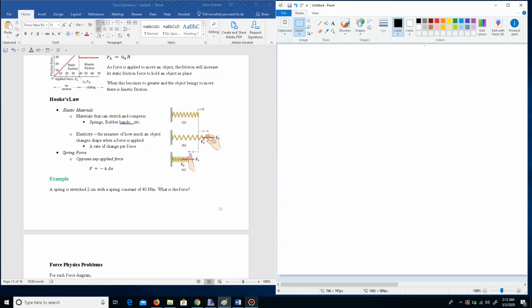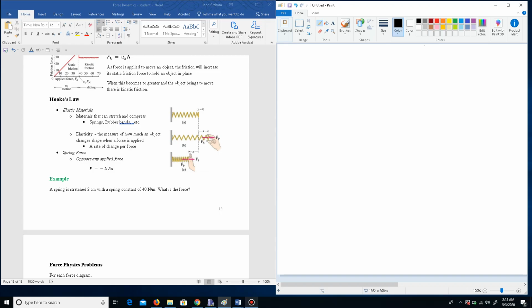Hooke's law deals with elastic material. These are another reaction force. Elastic material means materials that can stretch and compress, like springs and rubber bands. So here's a normal spring, which has an equilibrium position where it sits. You pull it out, it applies a force to pull it back in. You push it in, it applies a force wanting to push your hand out.